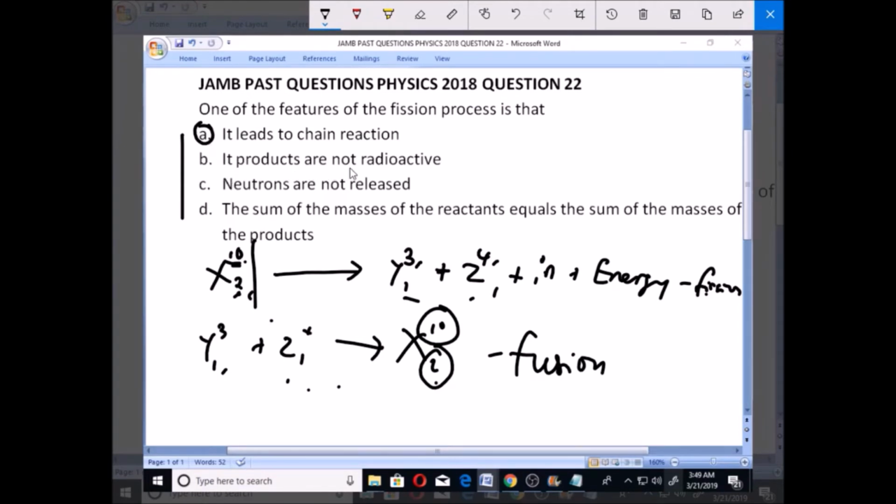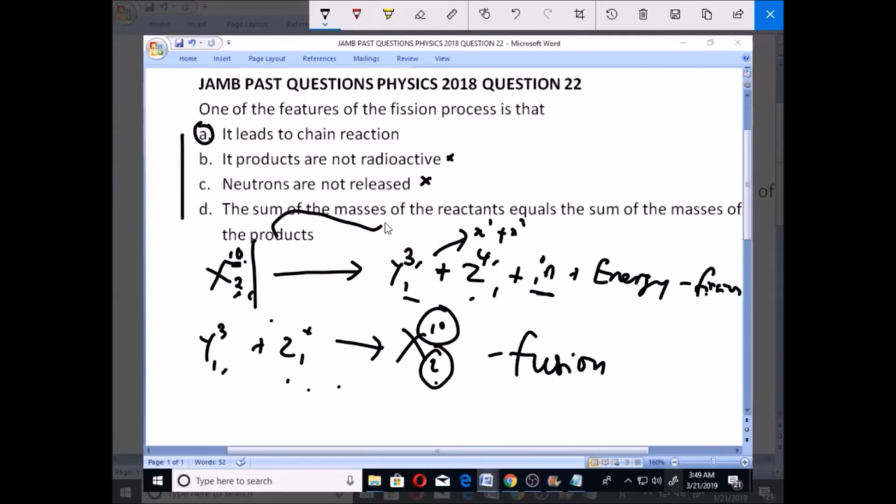Its products are not radioactive. That is not true. Some of the products of radioactivity can also disintegrate more to form even smaller ones. So the products can be radioactive. So this is not true. Neutrons are not released. Neutrons are actually released. So this cannot be true.